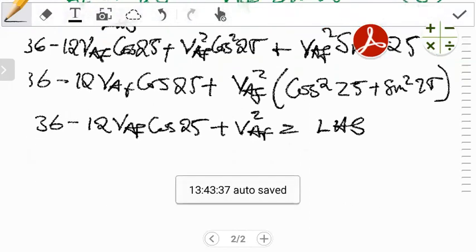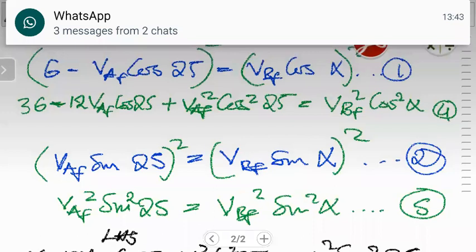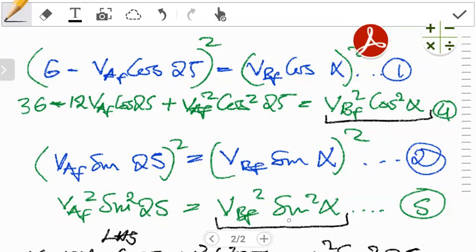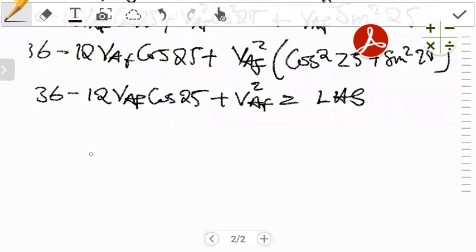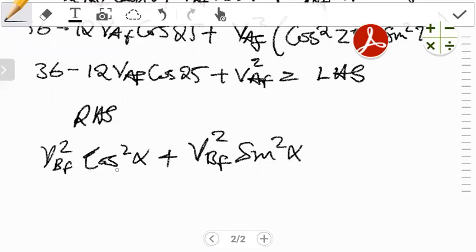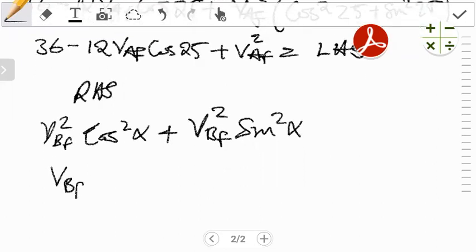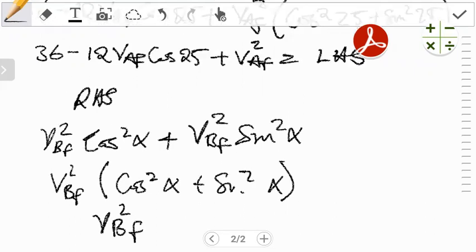Now let's look at the right hand side. For the right hand side, we're just going to add this term plus this term. So we have VB final squared cos alpha squared plus VB final squared sine alpha squared. Again, we can factor out VB final squared, open bracket, cos alpha squared plus sine alpha squared. This just simplifies to give VB final squared, since this again is a 1. So that's the right hand side, and that was the left hand side.